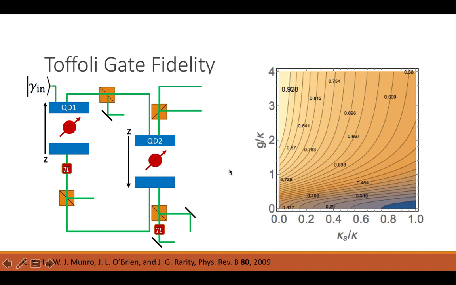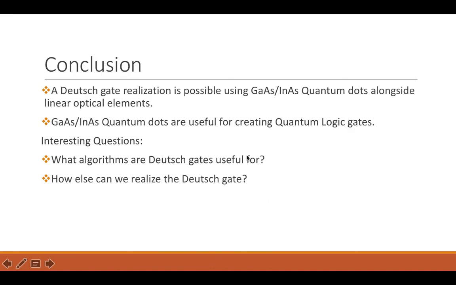We haven't worked out what the fidelity of the Deutsch gate is yet, but it seems like it should be pretty high based on the Toffoli gate that we have. So in conclusion, we found that you could create a Deutsch gate with gallium arsenide quantum dots alongside just some common linear optical elements. And we also saw, and this isn't something we figured out, a lot of people have been doing this, that these quantum dots are useful for creating quantum logic gates and doing other quantum computational tasks.